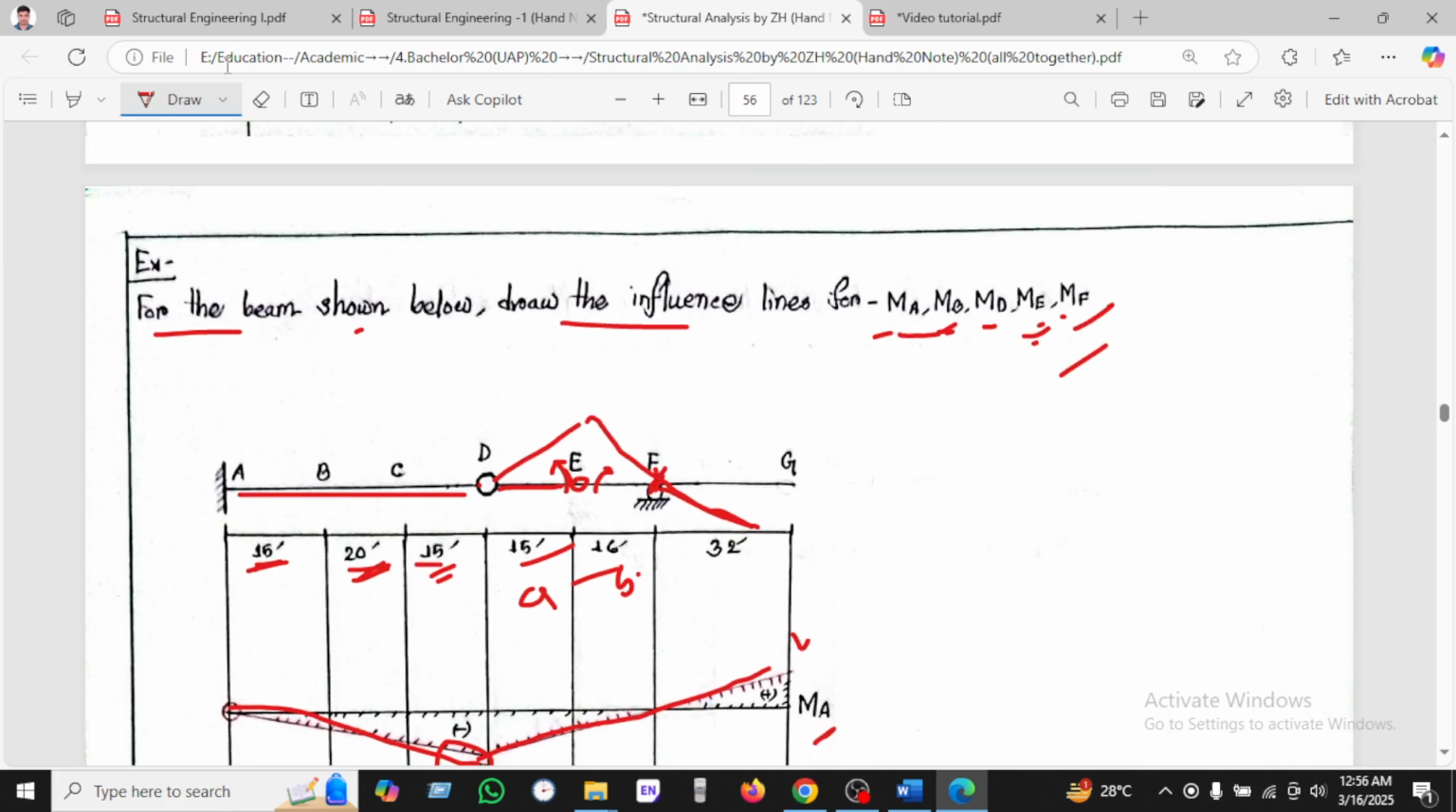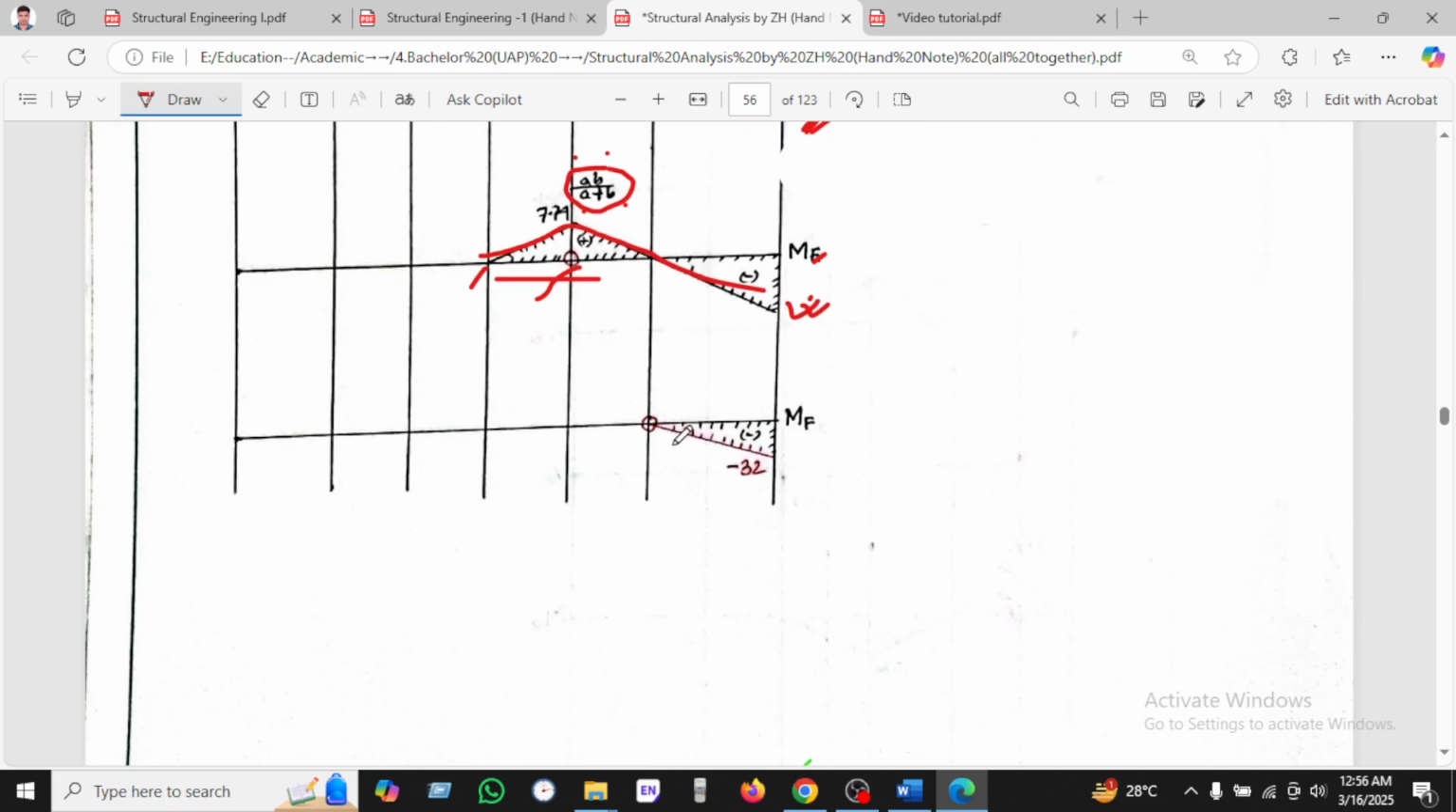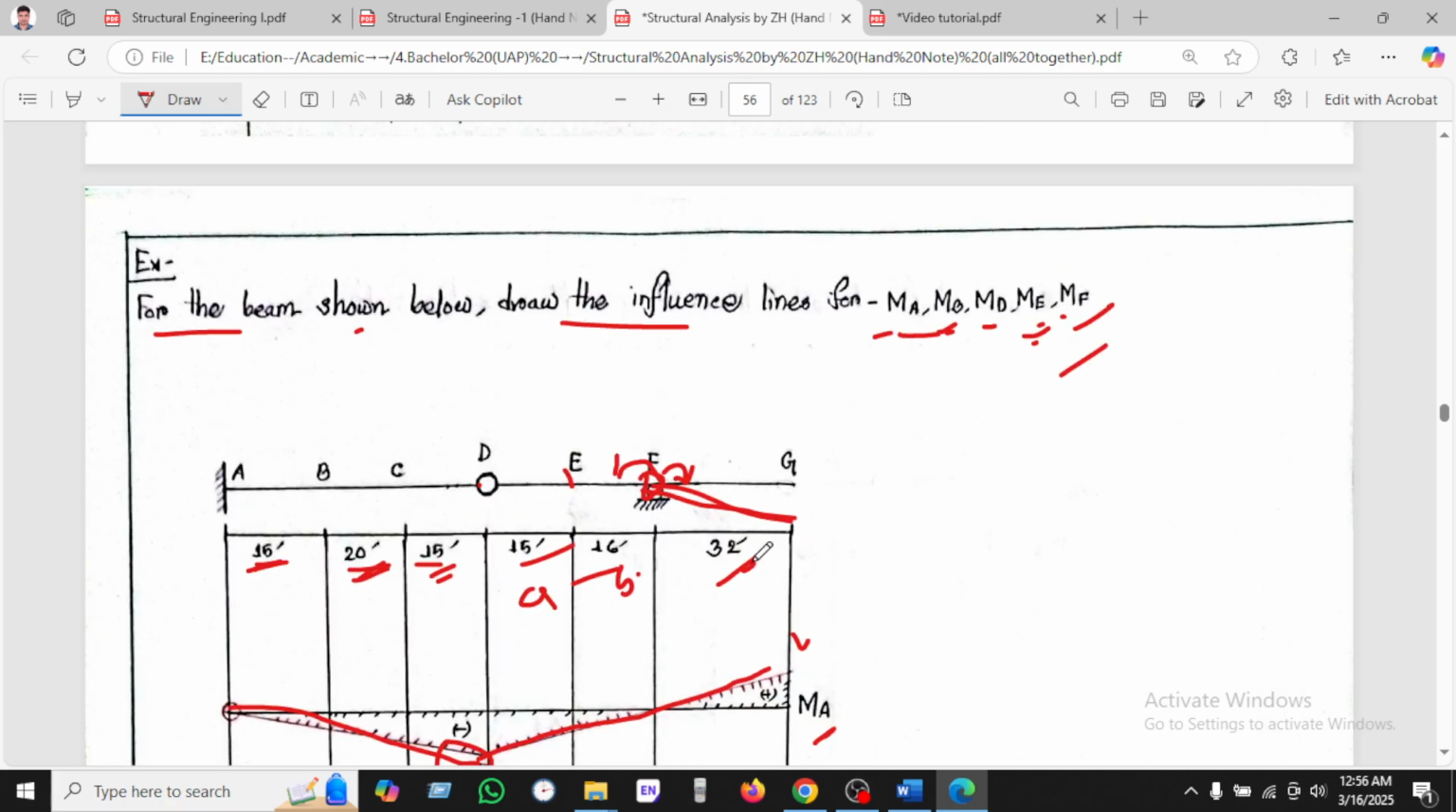Now the last one, MF. I will calculate MF. As we know, this is the moment at the support, so rotation is not allowed. If you use an internal hinge and apply the rotation on the left side, there will be no change as the fixed support is here. On the other hand, if the rotation is on the right side, it will deflect like this. Okay, it will be deflected. I will get the value from the distance.